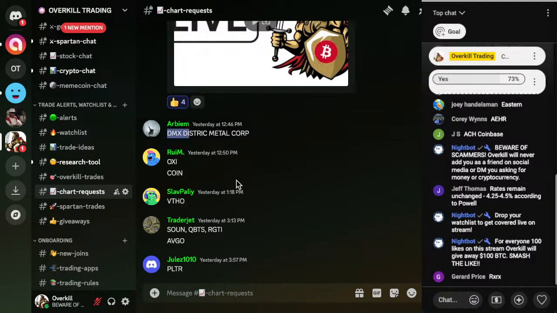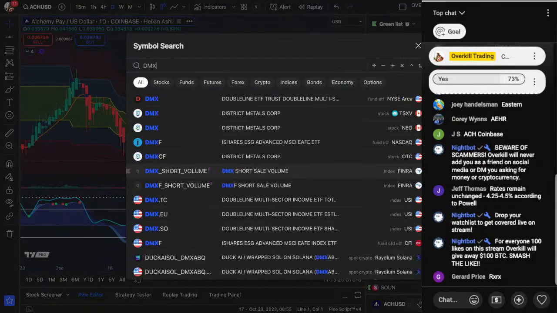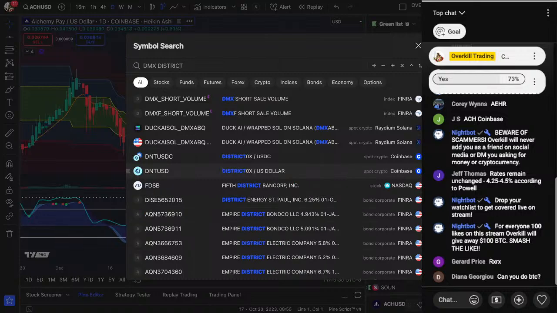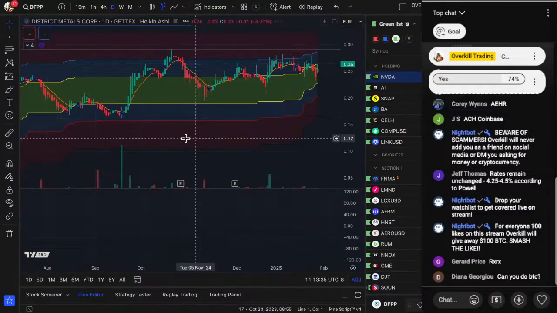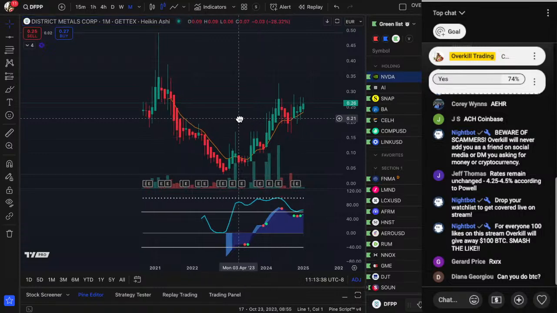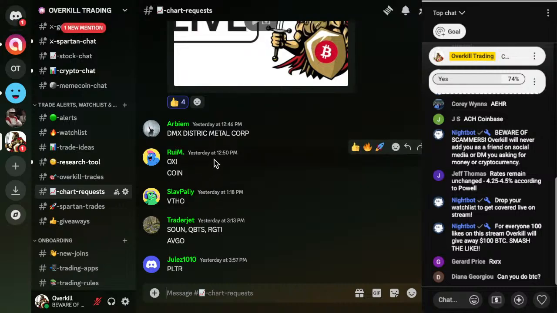The first request we got coming in here is going to be DMX District Metal Corp. So I'm going to guess the ticker is DMX District. And if you guys could just drop the ticker so I don't have to type in the whole thing. This looks like a German company. Let's check the monthly first here. So the monthly is green and pointing up, but it looks like a 26-cent stock. So I have no idea what this thing is. I'd use a stop loss at 23 cents.